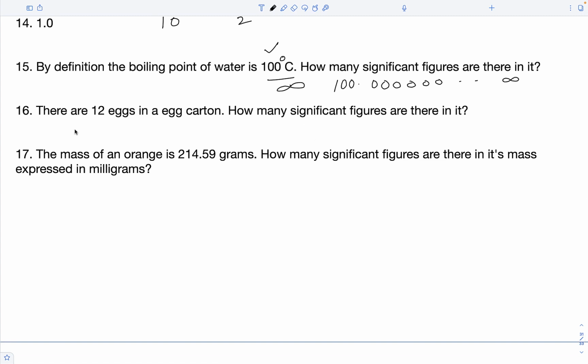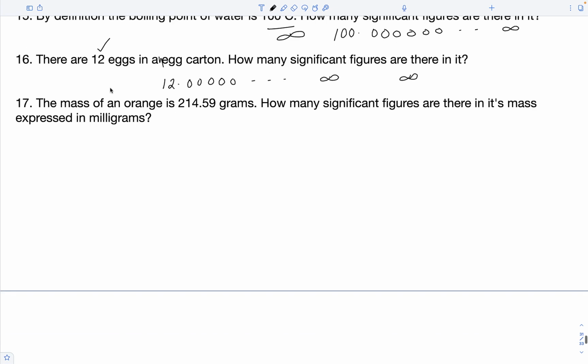Then this question says there are 12 eggs in an egg carton. How many significant figures are there in it? Eggs are counted, they are not measured, and any value obtained by counting is an exact value. So we can write it as 12 with an infinite number of zeros in the decimal part, and every digit is a significant figure. So there are again an infinite number of significant figures in this value.